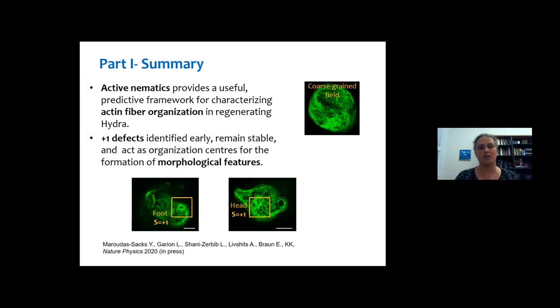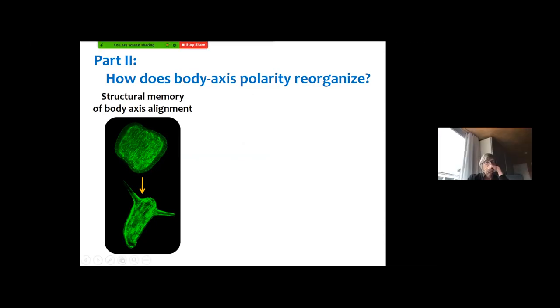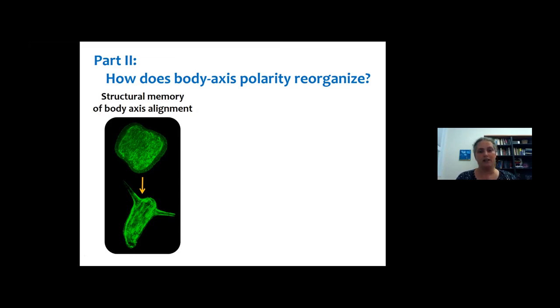So in the second part of my talk, I want to talk about how body axis polarity reorganizes in these regenerating tissues. In the first part of my talk, I showed you that there's a structural memory in the orientation of the actin fibers, which helps define the alignment of the body axis. But these contractile fibers are not polar, so it's not clear what defines the polarity of the regenerated animal. And I want to remind you that in these fragments, as they fold into a spheroid, this polarity cannot be inherited trivially.